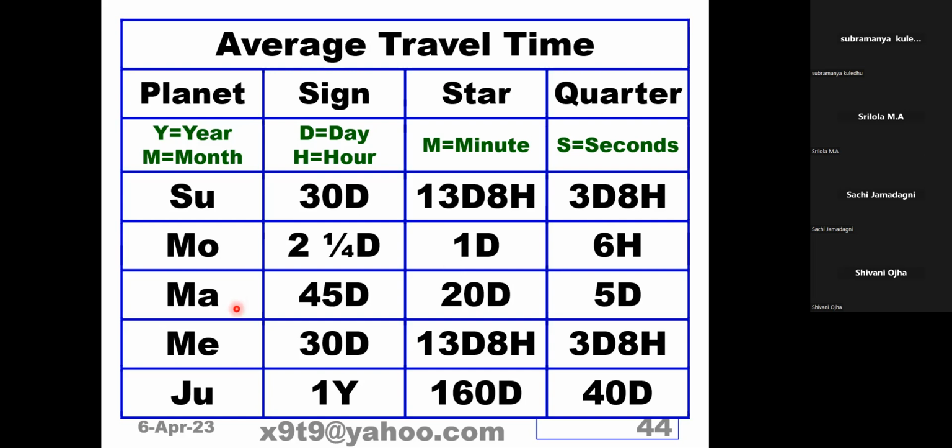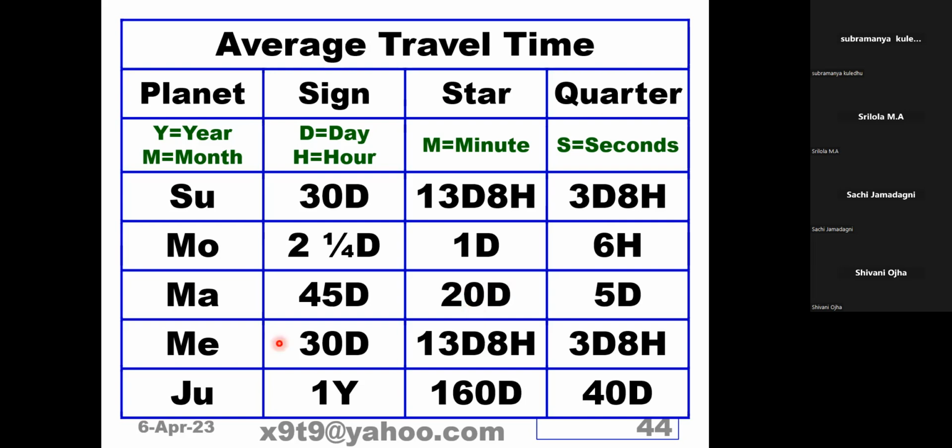is taking 45 days. That means he is little slow compared to Sun. So this is easy for you to divide. If you divide by 9 parts, you get 5 days in one pada. For 4 pada, it is 20 days. It is one nakshatra.